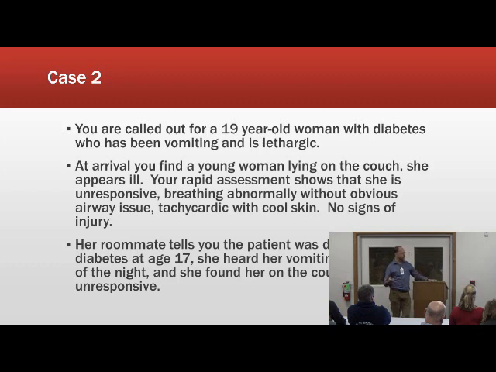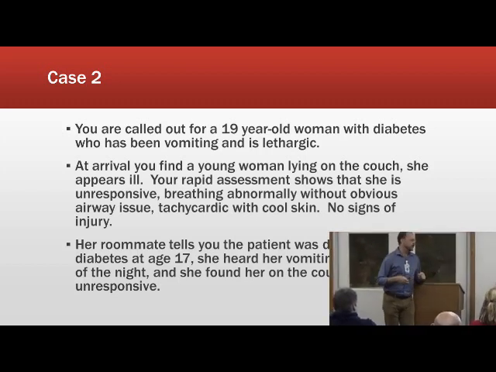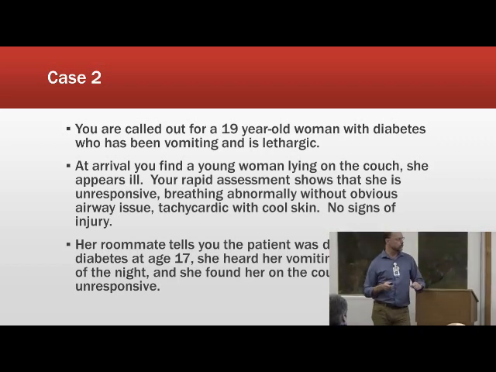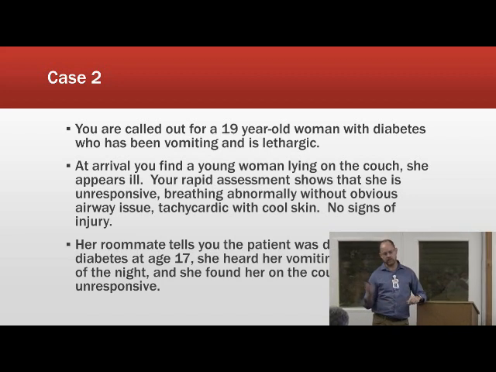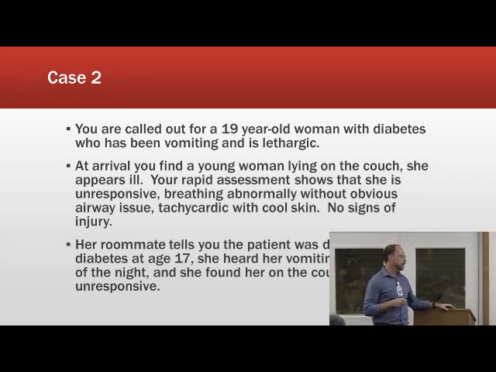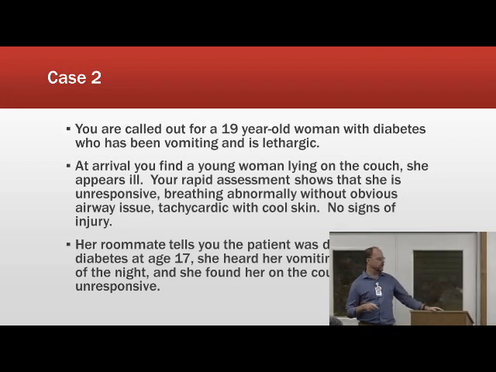And you rapidly assess, and she's not responsive. She's breathing abnormally. Her airway's fine, but her breathing is abnormal. She's a little tachycardic. Her skin is a little cool. Doesn't look like there's trauma. And the roommate tells you, yeah, she got diagnosed with diabetes a couple years ago, and she was vomiting. I heard her vomiting all night, and this morning she was lying on the couch and she's unresponsive. So this is probably not as common as the first case, but this is another diabetic emergency.